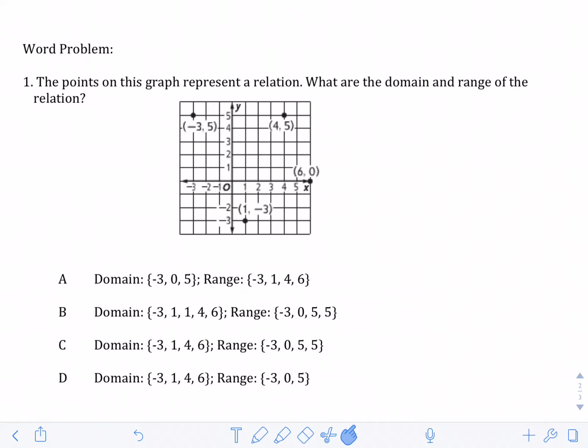The points on this graph represent a relation. Don't forget, a relation is just a set of ordered pairs. What are the domain and range of the relation? Okay, so again, I'm going to look at my domain. So domain, that'd be -3, yep, there we go. Then 1. I have no 0 here, so A is out. After 1, I have 4. Okay, so far so good. And then the last one is right here at 6. Now, B repeats 1 twice. I don't know why. That's a wrong answer.